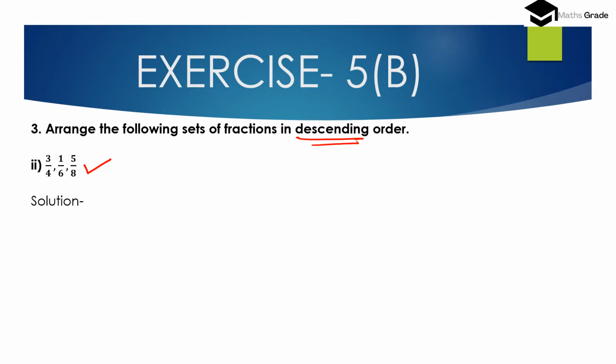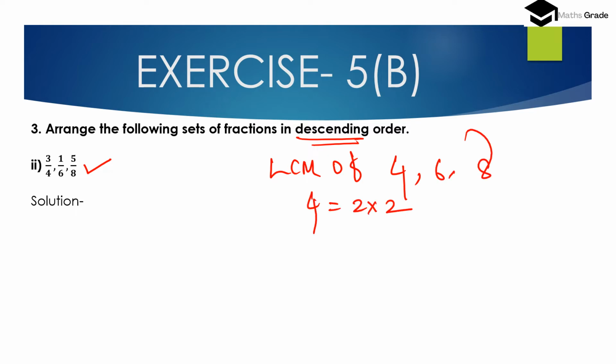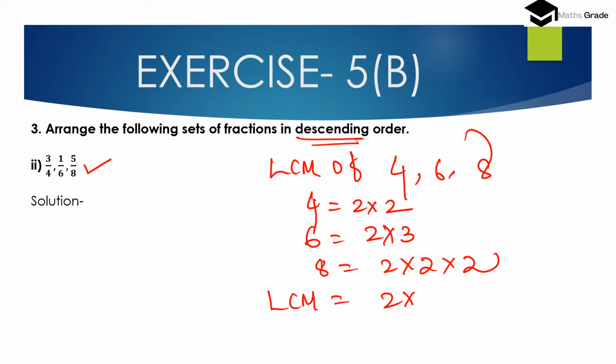So we have to multiply the same number with both the numerator and denominator. First we find out the LCM of these denominators 4, 6 and 8. Prime factorization of 4 is 2 multiplied with 2. Prime factorization of 6 is 2 multiplied with 3. And prime factorization of 8 is 2 multiplied with 2 multiplied with 2. Now LCM of 4, 6 and 8 is 2 multiplied with 2 multiplied with 2 multiplied with 3. Now LCM is 24.